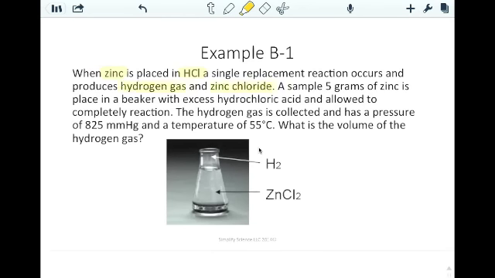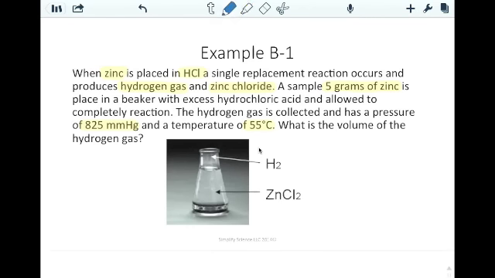A 5-gram sample of zinc is placed in a beaker with excess hydrochloric acid, so we know that zinc is going to be our limiting reactant, and allowed to completely react. The hydrogen gas is collected at a pressure of 825 millimeters of mercury and a temperature of 55 degrees Celsius. What is the volume of the hydrogen gas?